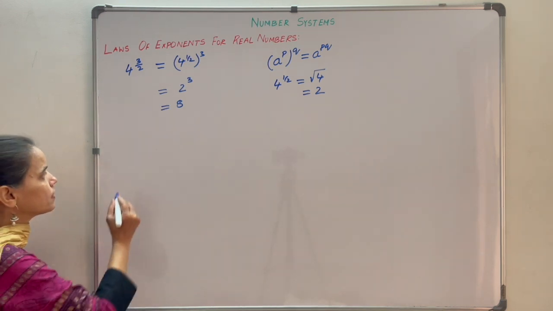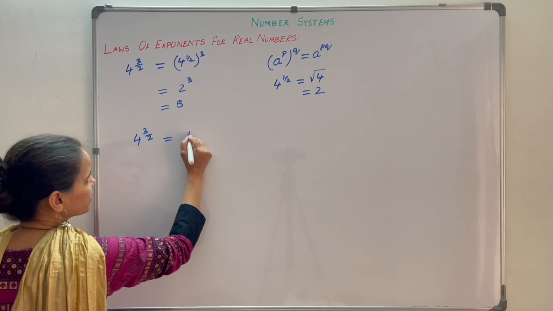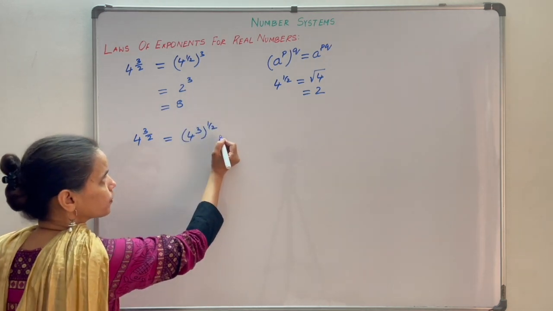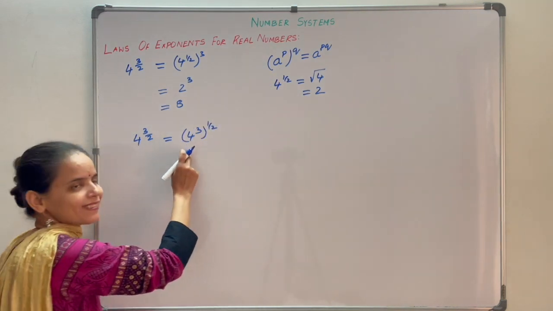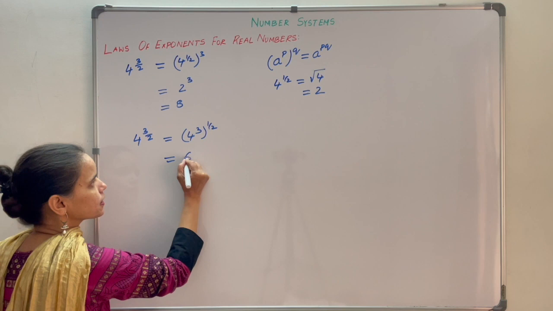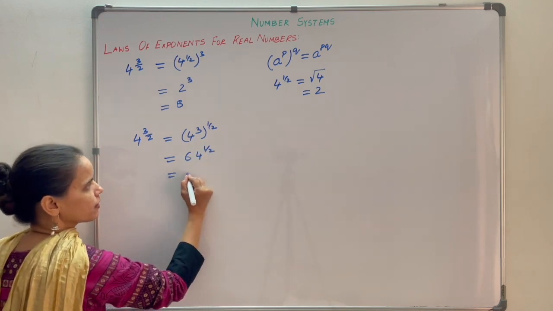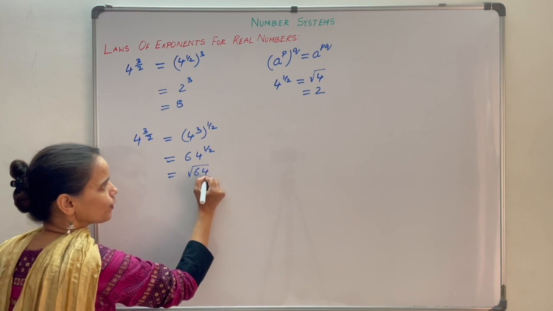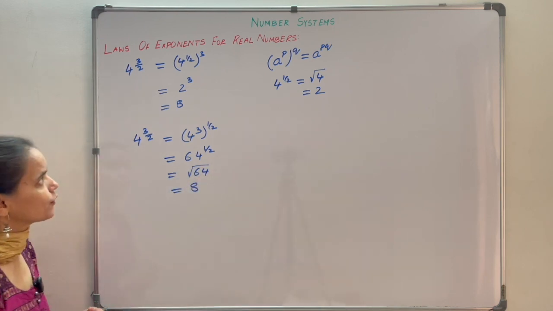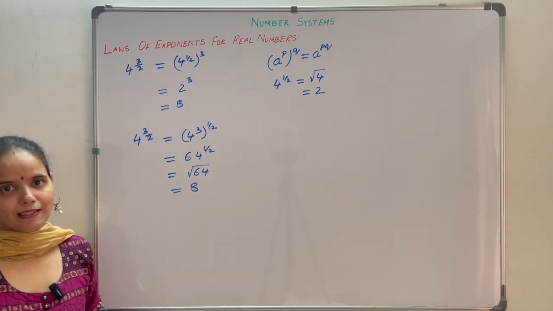Another way to solve 4 raised to power 3 by 2 is to rewrite this as 4 cube whole raised to power 1 by 2. Using the same law, we can rewrite it like this. So 4 cube is 64 and raised to power 1 by 2. This is square root of 64, and square root of 64 is 8. So whether you solve it like this or like this, both ways you get the same answer.